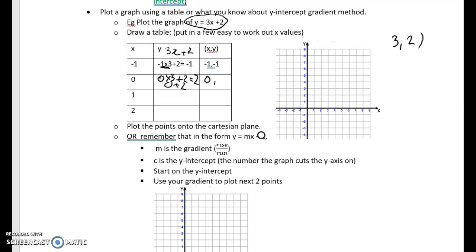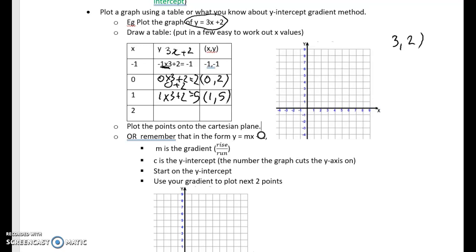So when x is 0, y is 2. And if I substitute 1 in, it'll be 1 times 3 plus 2. And 1 times 3 is 3, plus 2 is 5. So if I substitute 1 in, I'm going to have a y value of 5. I think I've actually got enough points there. You can do that last one as well if you want to.